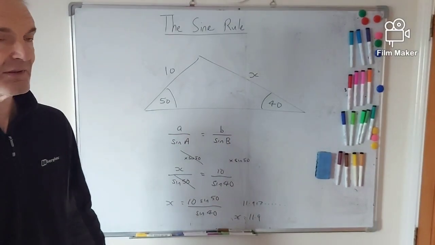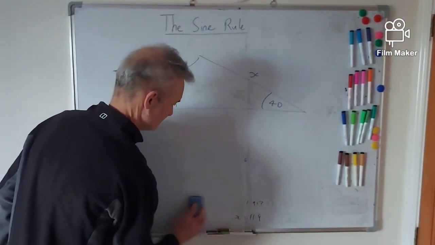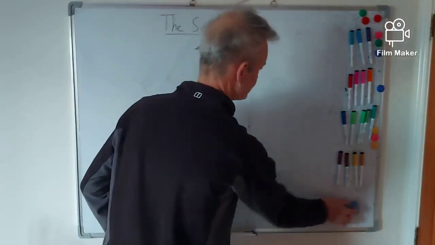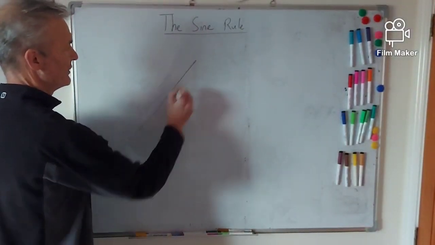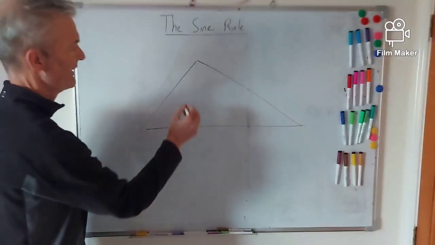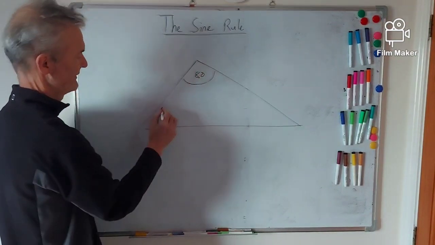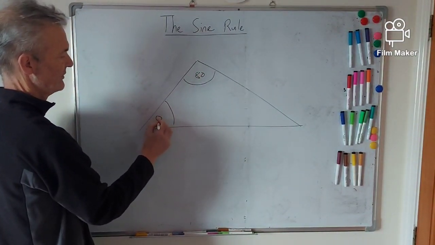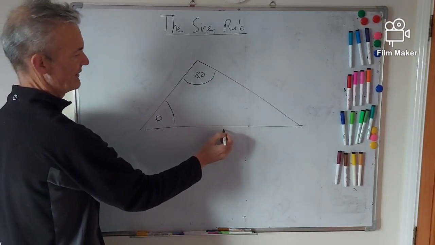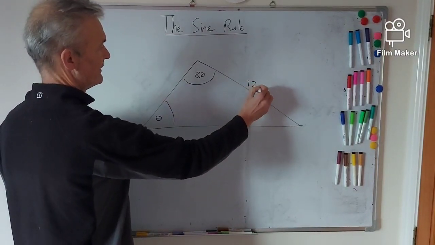Let's have a look at what happens if you've got a missing angle. So again, we've got our triangle. Let's have a different angle. Let's have an angle up here. Let's say that's 80. This one here is, let's call it theta. That's what we're trying to find. So we've got this side here and this side over here, like so.